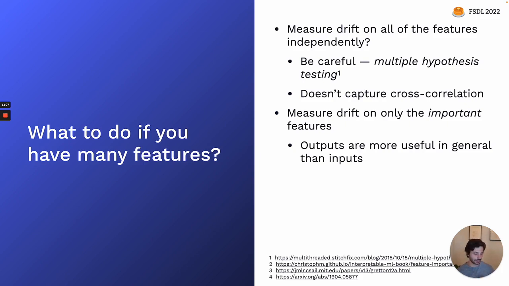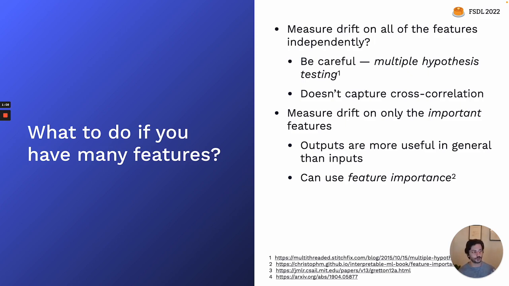The reason for that is because inputs change all the time. Your model tends to be robust to some degree of distribution shift of the inputs. But if the outputs change, then that might be more indicative that there's a problem. And also outputs tend to be, for most machine learning models, lower dimensional. So it's a little bit easier to monitor. You can also rank the importance of your input features and measure drift on the most important ones.